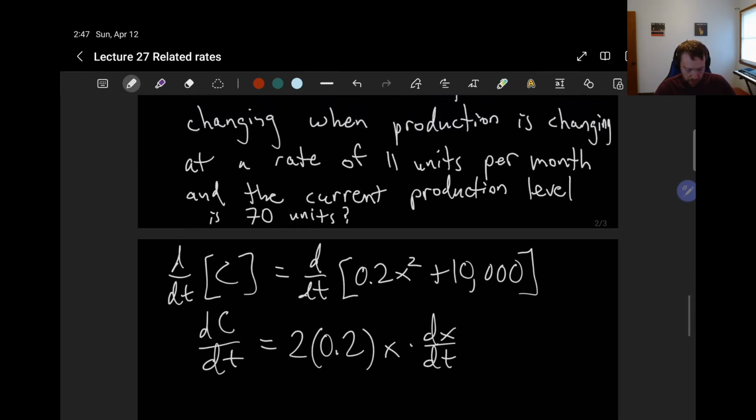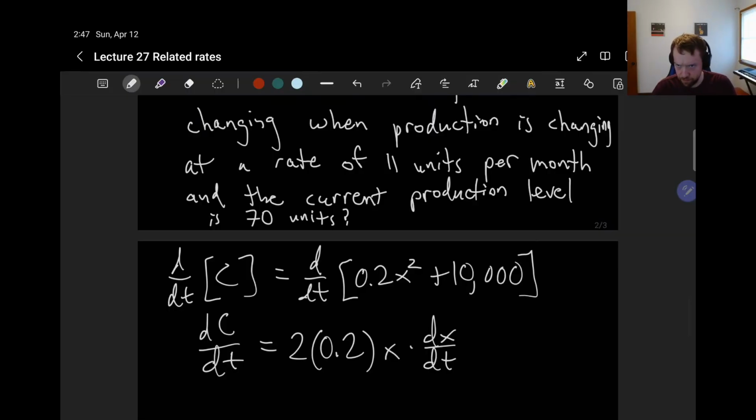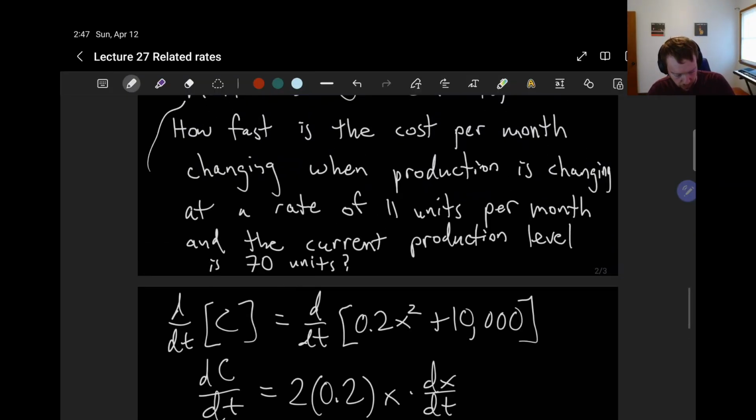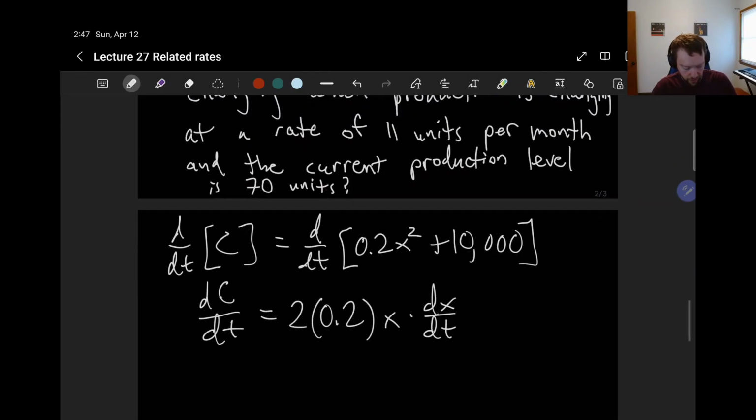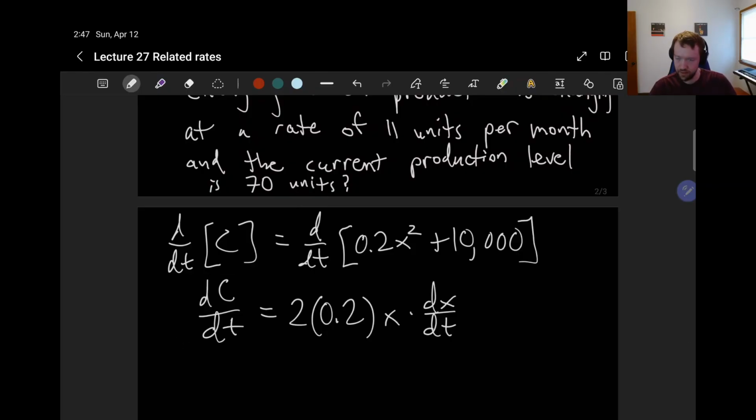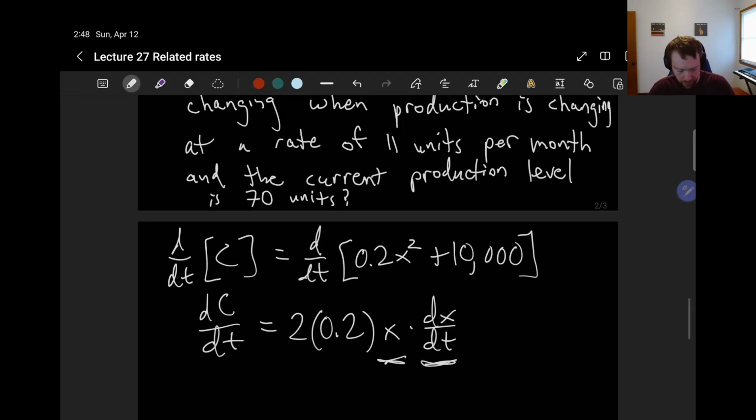So that's in a pretty good spot. Let's remind ourselves, what is the question asking? Well, how fast is the cost per month changing? That's talking about dc/dt. So I'm trying to find dc/dt. So I need to know x and dx/dt, and those were given to us at the end of the problem. Production is changing at a rate of 11 units per month. Well, that's describing how fast x is changing per month. That's 11. So dx/dt is 11.